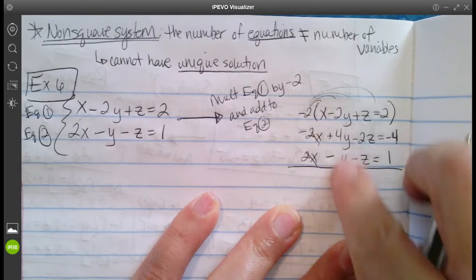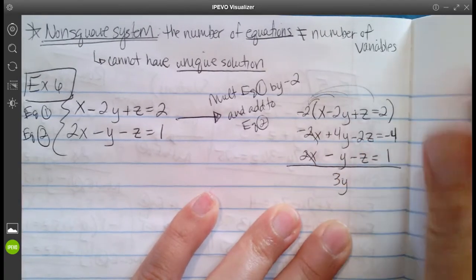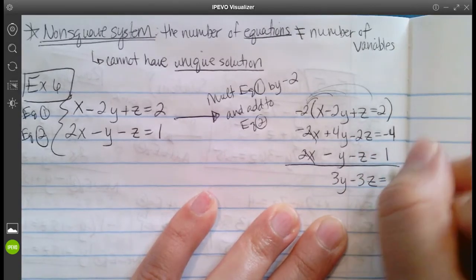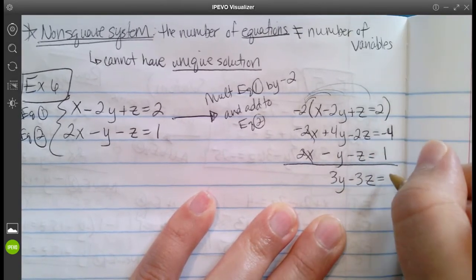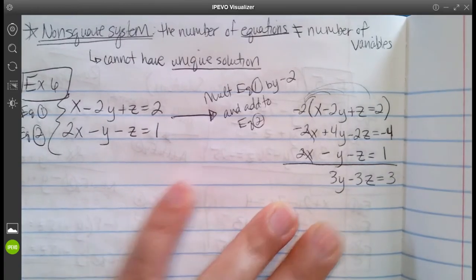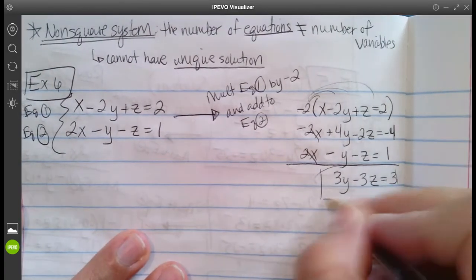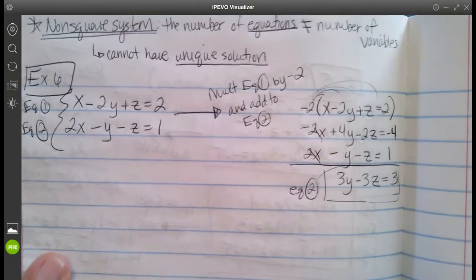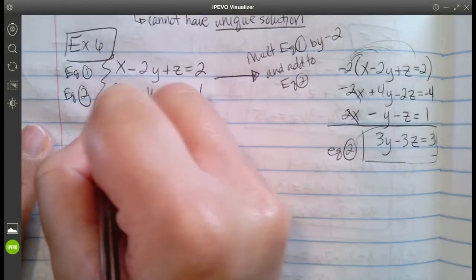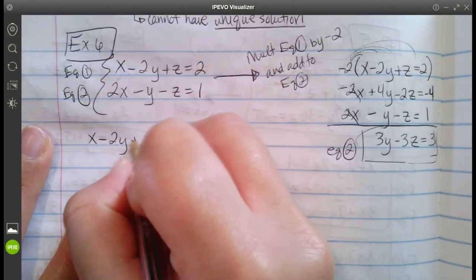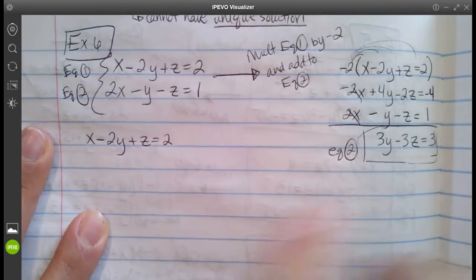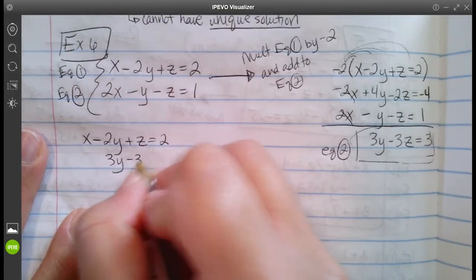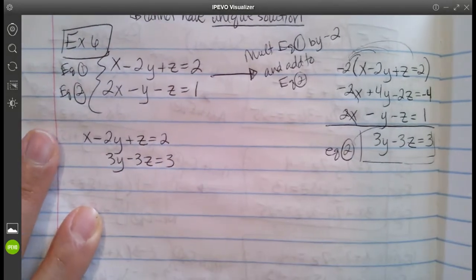These guys are gone. 4y minus y is 3y. Negative 2z minus z is negative 3z is equal to negative 4 and 1 is 3. So now this becomes our new equation 2. Let's go ahead and rewrite that. So I have x minus 2y plus z is equal to 2, and this is now equation 1. So 3y minus 3z is equal to 3.